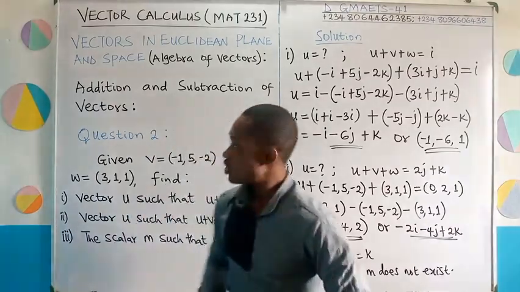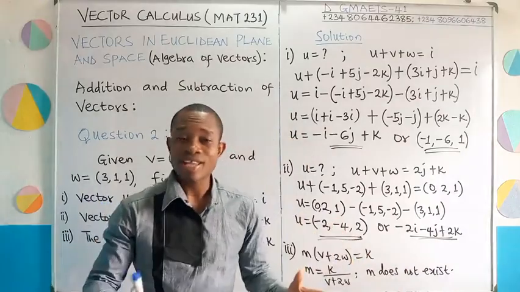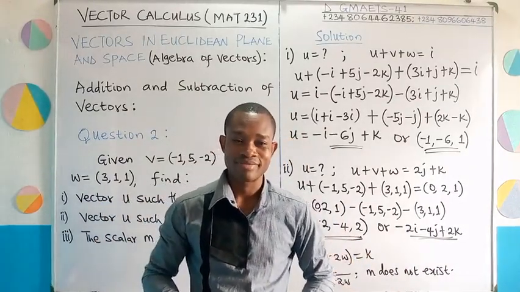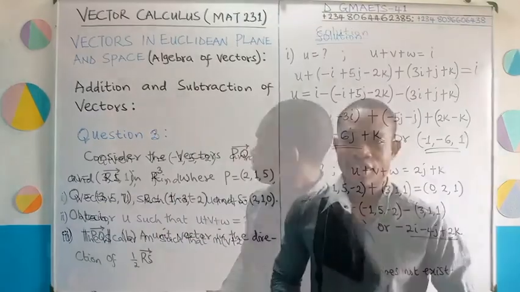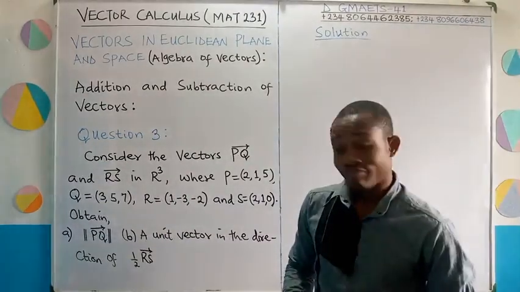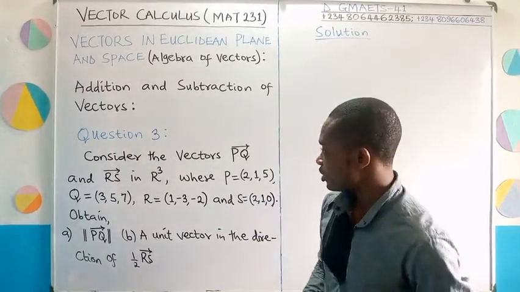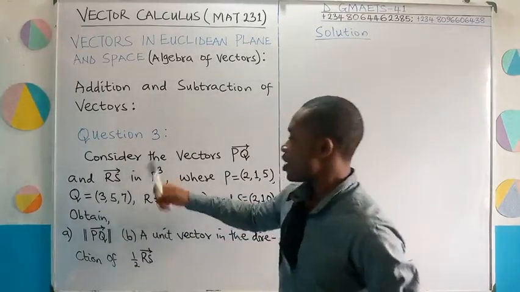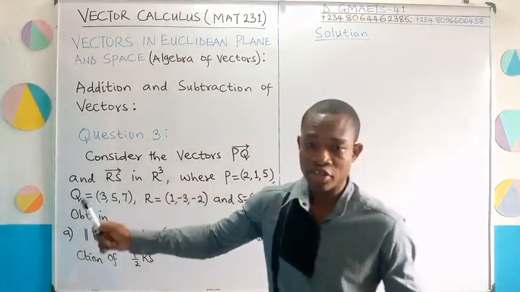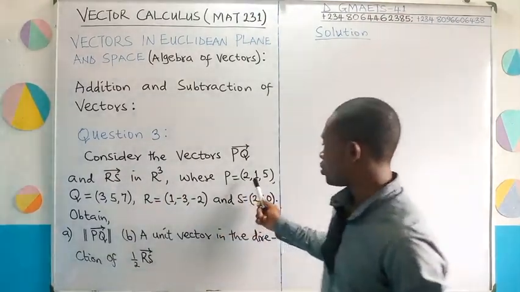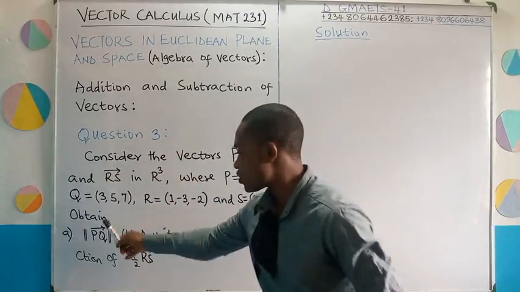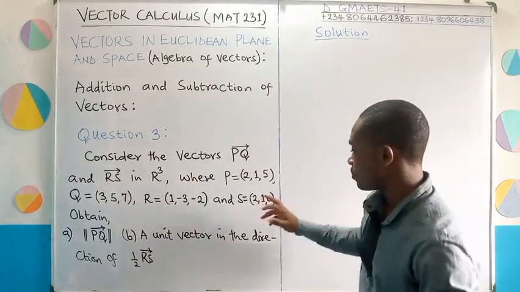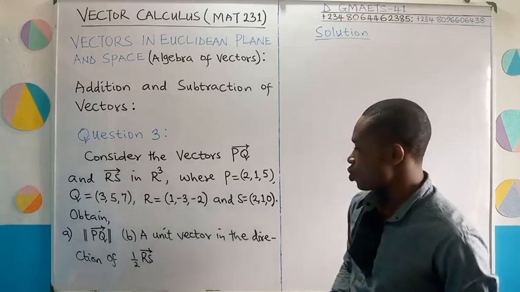Let us take our third question, which of course is going to be the last question in addition and subtraction of vectors. So let us see what we've got in question number 3. Consider the vectors PQ and RS in 3 dimensions, that's vectors in Euclidean space, where P equal to (2, 1, 5), Q equal to (3, 5, 7), R equal to (1, -3, -2), and of course, we've got S equal to (2, 1, 0).